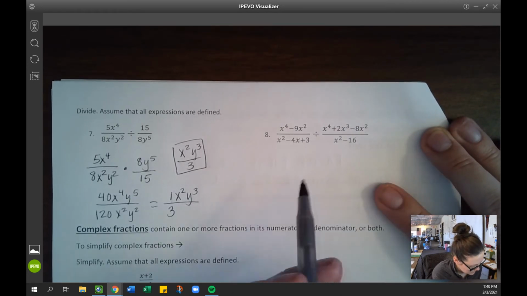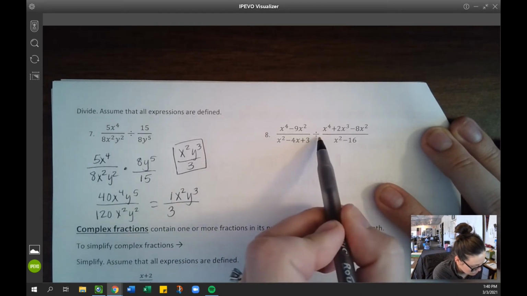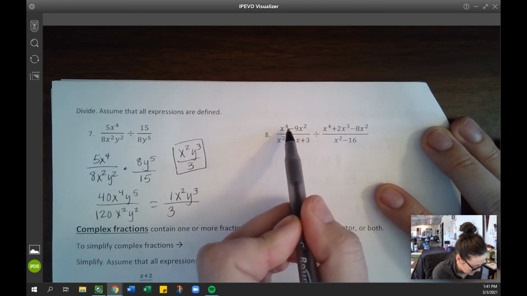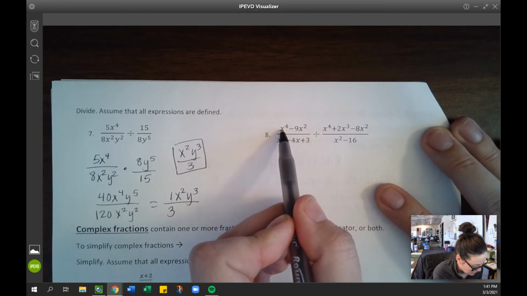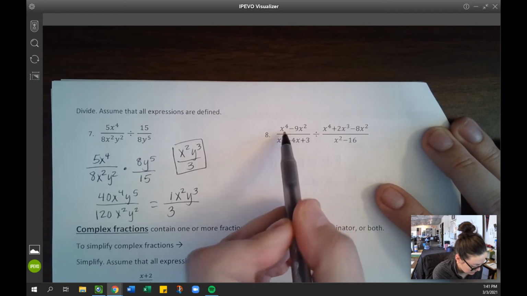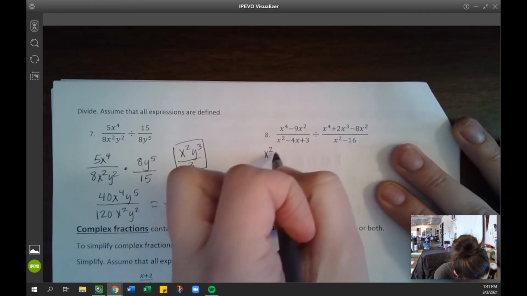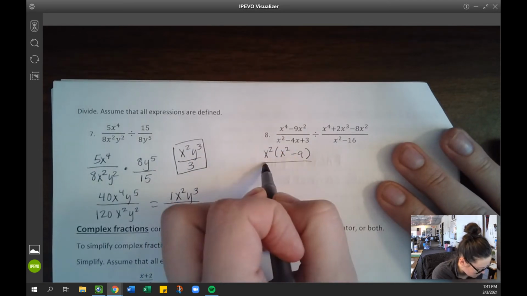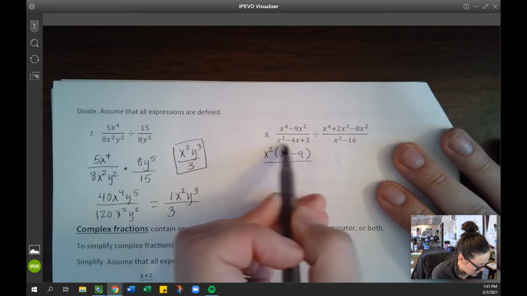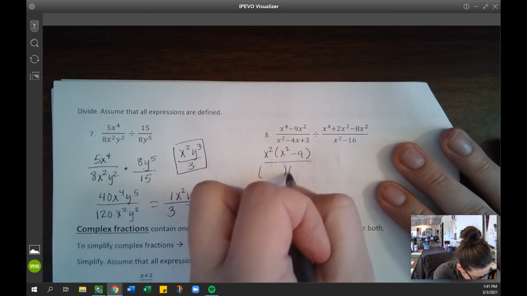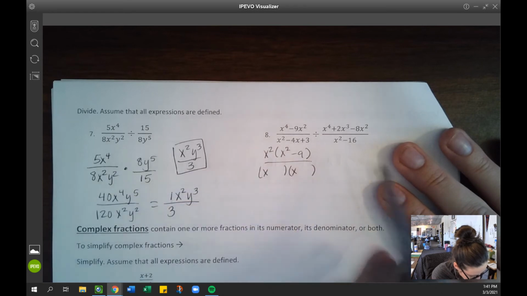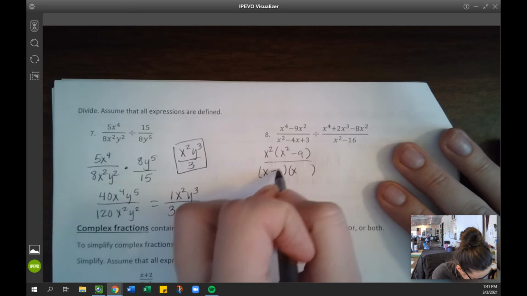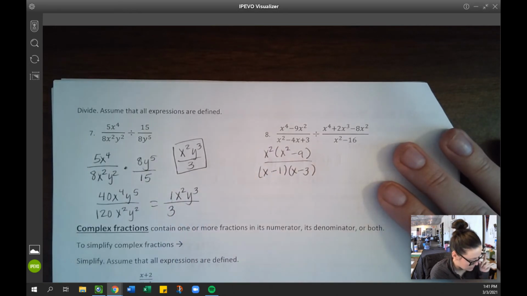So let's see what we got going on here. This is a division problem. But I also can factor all of these things. I have a common factor in this one. This is x squared times x squared minus 9 over, let's see here, how can I factor this? That's going to give me x and x, and I need something that multiplies to 3 and adds to -4. -1 and -3.